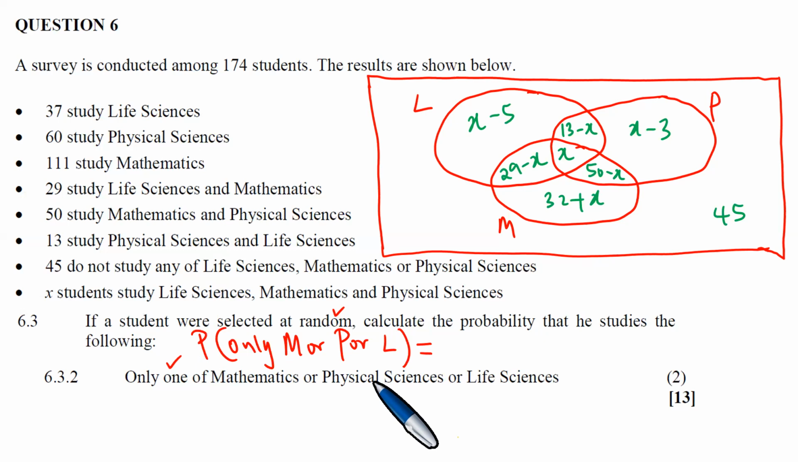Right, so let's analyze in the Venn diagram. So it's only math, in other words, it's this one, or this one, or this one. So it means that it is going to become what? It's going to be 13 minus 5. What is 13 minus 5? It's exactly 8. Or here you put 13 minus 3, which is equal to 10.